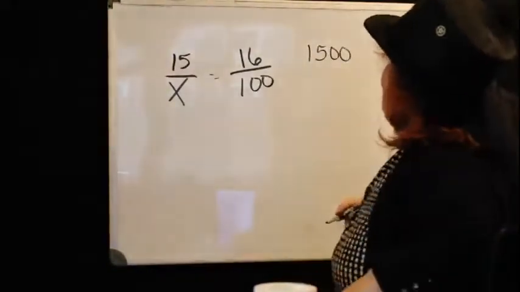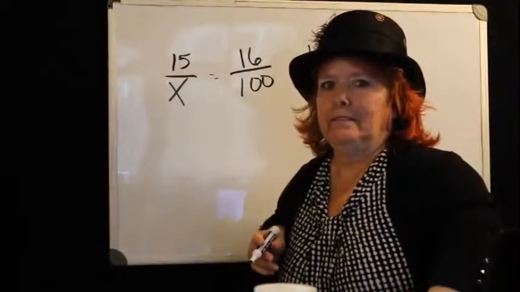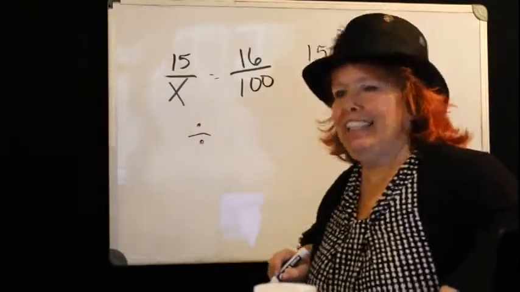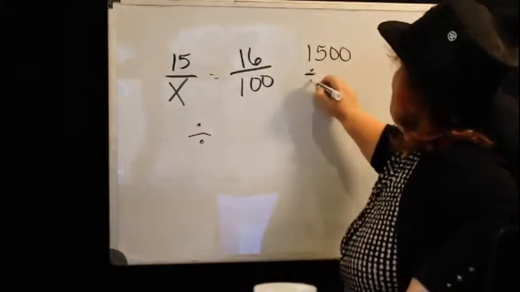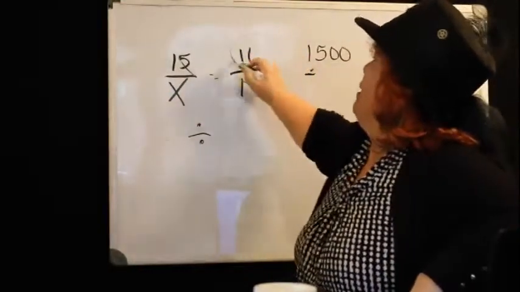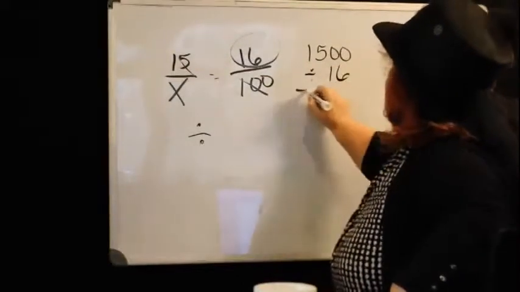All right. Then what do we do with the remaining number? Divide it. Yes, divide it. That's what I meant. Divide it by the remaining number. The remaining number, we've used this one, we've used this one. The remaining number is the 16. So now we divide that 1,500 by the 16.